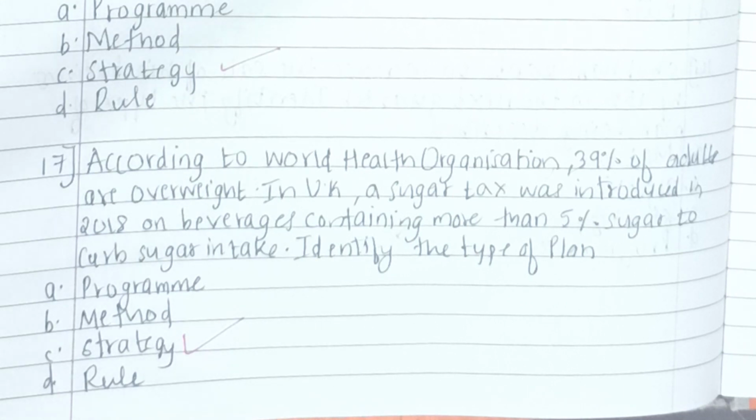then the individual who is buying the particular beverage has to pay 5% tax on that. So because of this, most of the individuals did not go and buy those particular beverages because they had to pay 5% more tax on that. So in a way, they managed to reduce the consumption of sugar in UK. So by following this, what they did was they followed a strategy to curb the sugar intake in UK. Okay. So here the right answer is strategy.